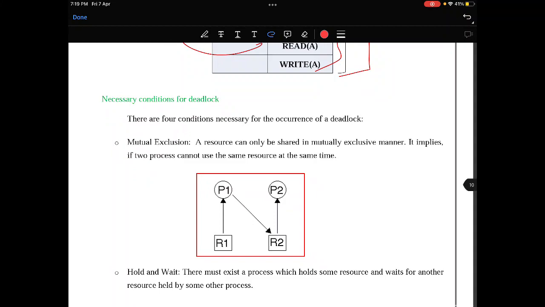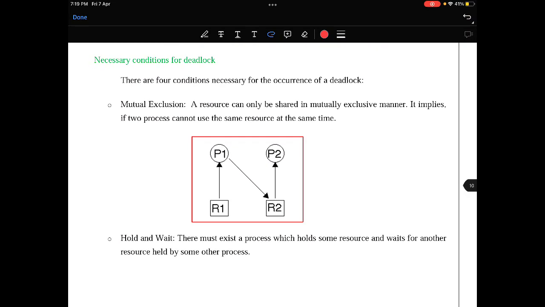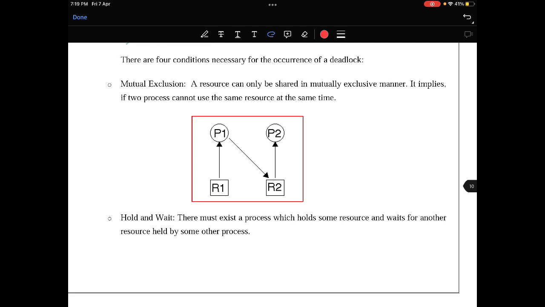So, necessary conditions. For deadlock to occur, all four conditions should be true. So the first condition is mutual exclusion. Mutual exclusion means the resource is shared in a mutually exclusive manner, meaning only one process will use it at a time. Two processes cannot use a particular resource together, even if it is reading or writing. So it has to lock the resource, and one resource will be used by only one transaction, one process.